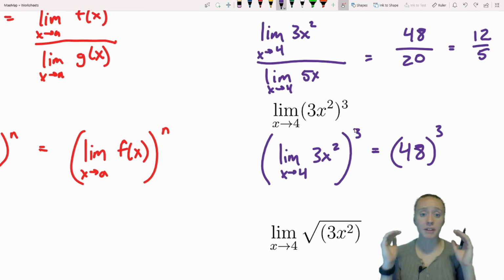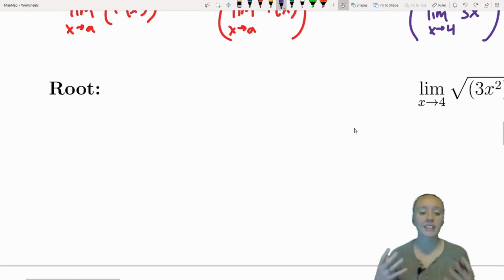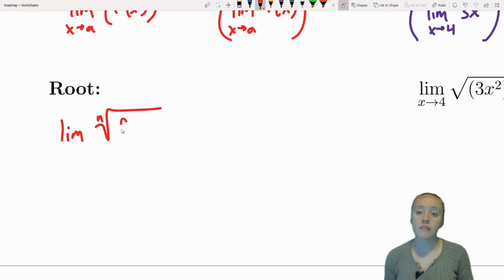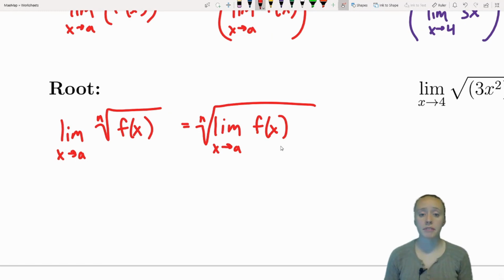But if you already know the limit of the inside, just take that evaluated limit and raise it to whatever power your function was originally raised to. And the last quick limit law we'll discuss is the root. This is if we have the limit of the nth root of some function f of x as x approaches a. Very similar to that power law, we're going to take the limit of f of x as x approaches a and take the nth root of that evaluated limit. Now this is important because remember, what is the domain of the nth root of some function?